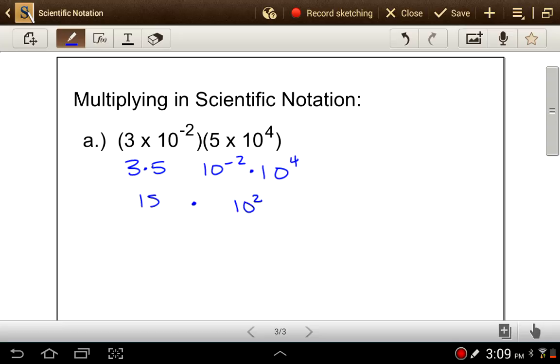However, I cannot have 15 as my first number because that is more than 10. So I have to move my decimal point over 1, so it becomes 1.5 times 10, and since I moved it over 1, I add 1 to my 2 and make it a 3. So I get 1.5 times 10 to the third power. So you multiply the numbers, you multiply the times 10 parts by adding the exponents together, and then you have to reconfigure the number. Sometimes you don't, sometimes you do, so just check that. And that is my final answer.